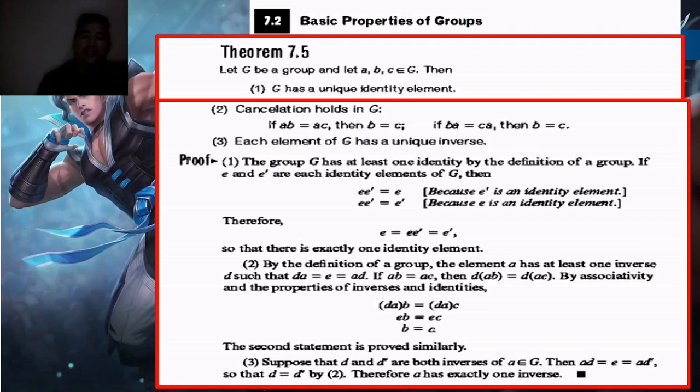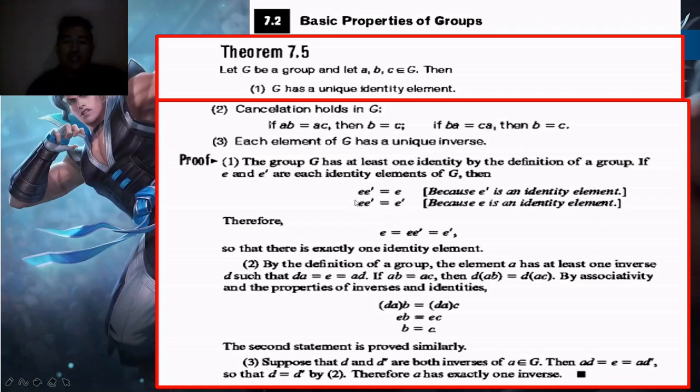Proof. Number 1. The group G has at least one identity. By definition of a group, suppose E and E prime are each identity elements of G. E times E prime is equal to E because E prime is an identity element. Also, E times E prime is equal to E prime because E is an identity element.